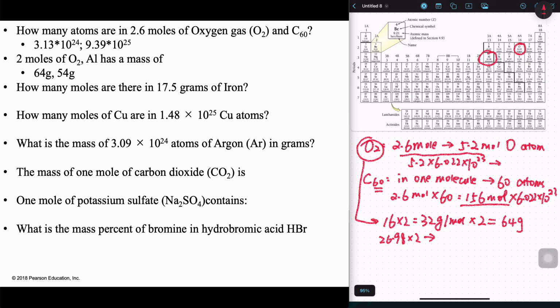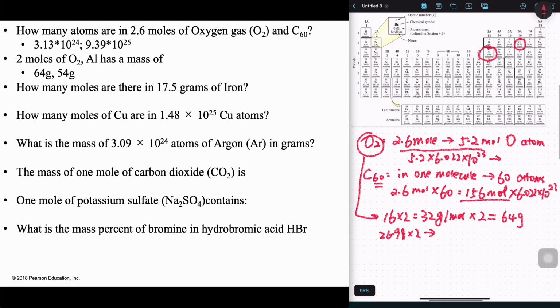The third question, how many mole are there in 17.5 gram of iron? In this case, we are doing the calculation in a reverse way. In order to calculate the mole from the mass, we need to use the mass divided by the atomic mass or molecular mass, right? For the iron, we still read from the periodic table, it is 55.85. So in this case, we just need to use 17.5 divided by 55.85, and that will give us the answer.